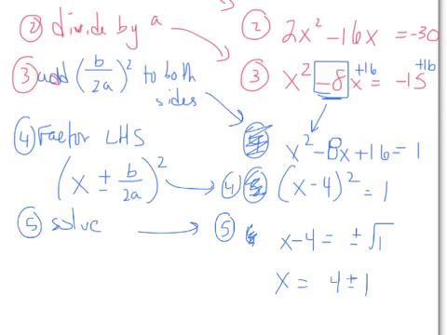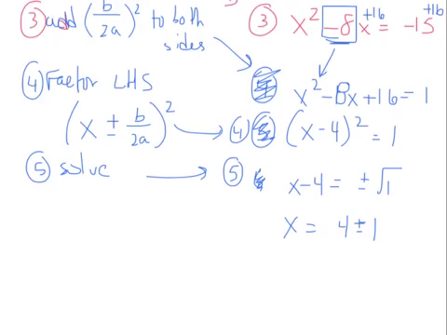Well, what's 4 plus or minus 1? That just means x could be 4 plus 1, or x could be 4 minus 1. So either x is 5 or x is 3. So the roots of this equation are x equals 5 and x equals 3.